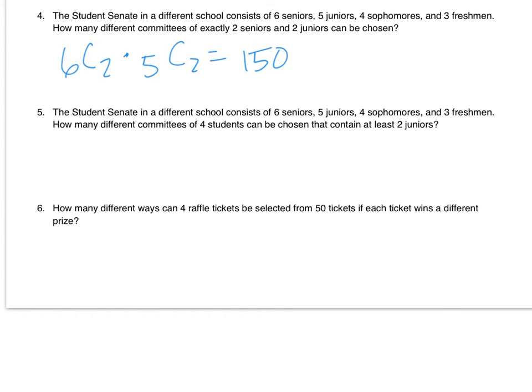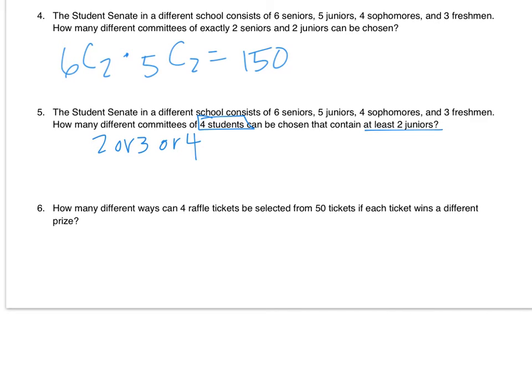All right. The student senate in a different school, same setup, consists of 6 seniors, 5 juniors, 4 sophomores, and 3 freshmen. How many different committees of 4 students can be chosen that contain at least 2 juniors? So this would be 2 or 3 or 4. There's only 4 students total on the committee, so even though there are 5 juniors, we're only going to have 2 on the committee.